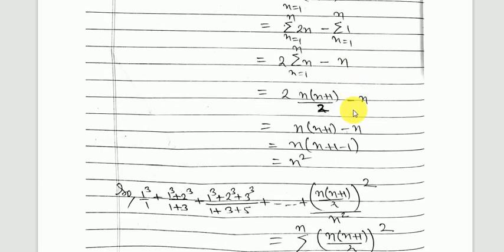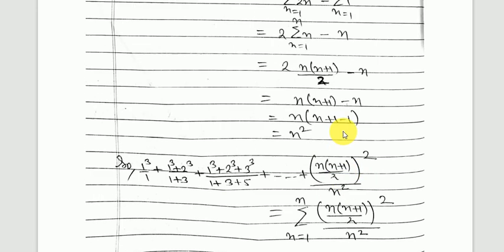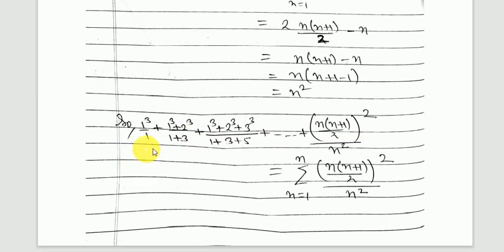Therefore the nth term will be given as n into n plus 1 upon 2 whole square upon n square. Okay, so now we know by what rule each term of the series is written. This is the rule by which each term is defined for this series. Now we have to find the sum of n terms of that series. So here n terms are there, because the nth term is written this way, so this is the nth term.